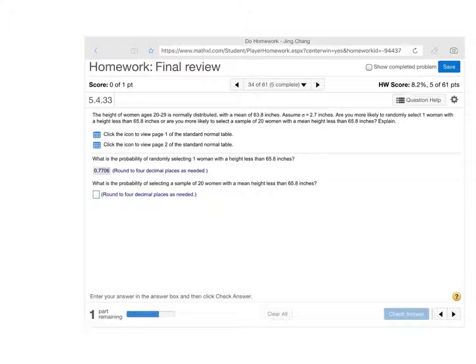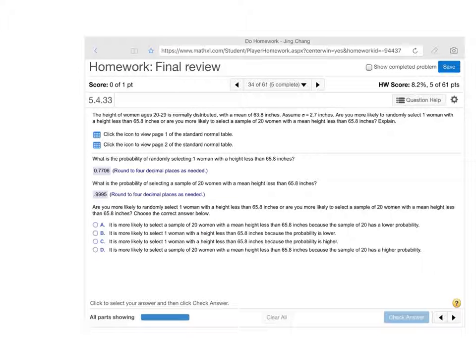Okay, by changing the standard deviation to 0.6037, your answer is changed too. So the chance is definitely higher for selecting a group mean of 20 women with a height less than 65.8 inches, because it has a higher probability. So that's the answer for that.